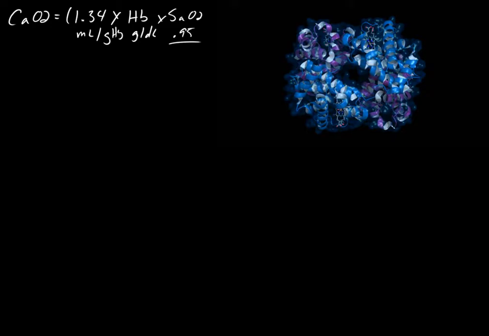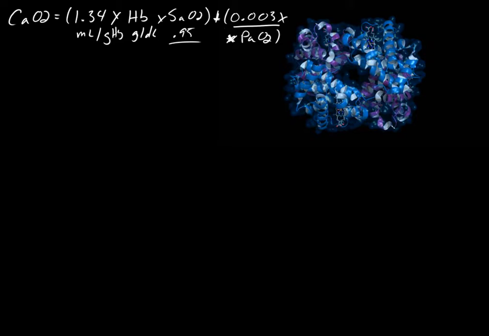All right, and then we're going to add 0.003, which is the solubility coefficient for oxygen dissolved in the plasma. That is times the PaO2. So the CaO2 is 1.34 times the hemoglobin concentration times the SaO2, plus the oxygen solubility coefficient times the PaO2.